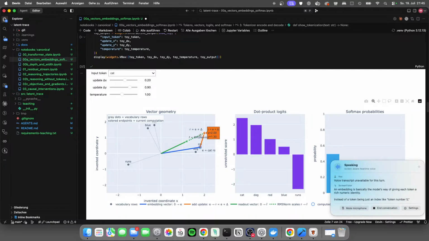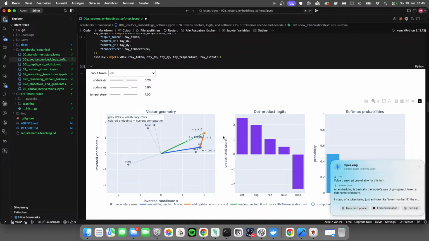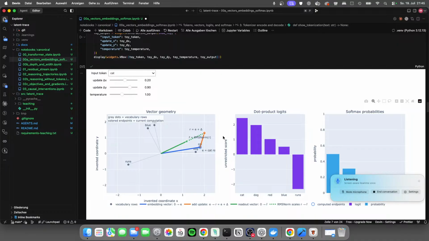An embedding is basically the model's way of giving each token a rich numeric identity. Instead of a token being just an index like token number 5, the model looks up a vector, a list of numbers that places tokens, or positions, in what I guess you call the latent space, right? And what I'm looking at here then, what is the purpose of the update, delta y, delta x?